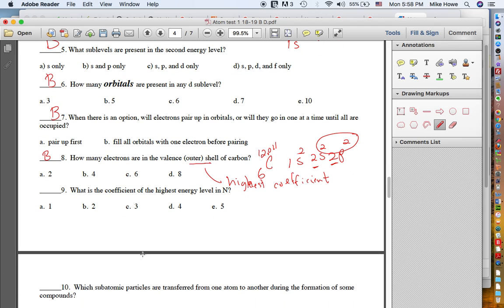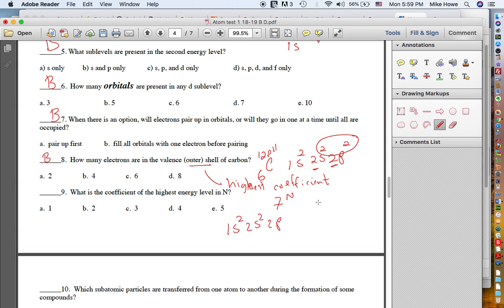All right, the coefficient of the highest energy level in nitrogen. So nitrogen has 7 electrons. If you look on your periodic table, it'll say 7 for an atomic number. So 1s2, 2s2, 2p6. Oops, I just went crazy. Now I went to 10. So instead of 6 here, there should be only 3. So 1s2, 2s2, 2p3. That makes 7, doesn't it? So how many are in the highest energy level? Well, the highest energy level is the highest coefficient. So there's 2 here, 3 here. That makes 5.